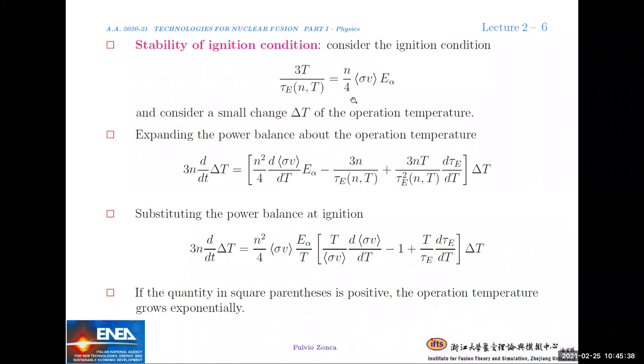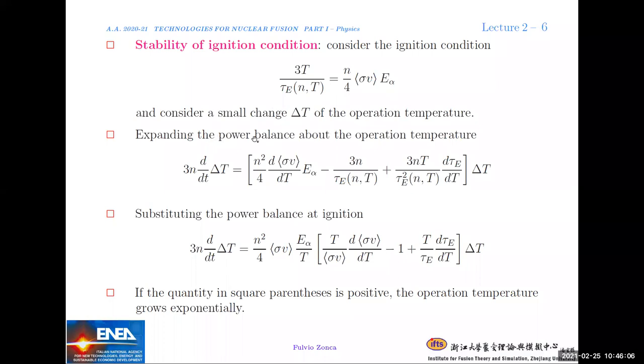So let's try to look at the equilibrium condition. This is the ignition condition. That means it's the power balance when we have put the additional power to zero. And let's try to look into the stability of this. So assume that we have a small change delta T of the operation temperature and try to understand whether this situation, which is the equilibrium condition, is stable or unstable.